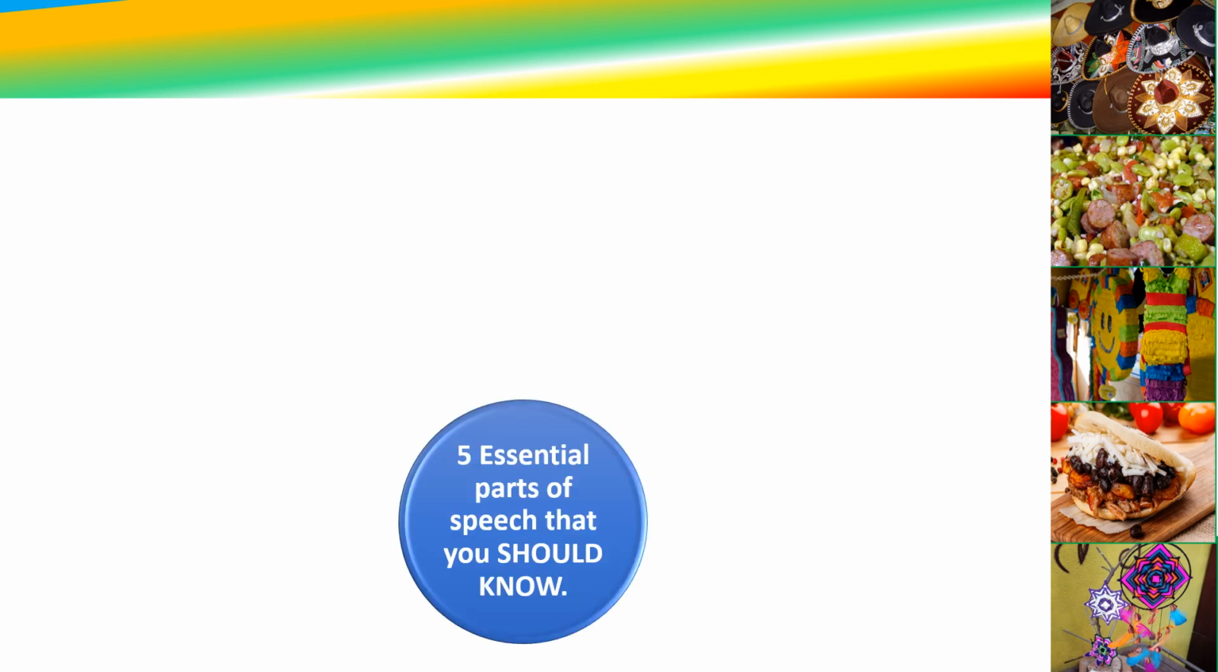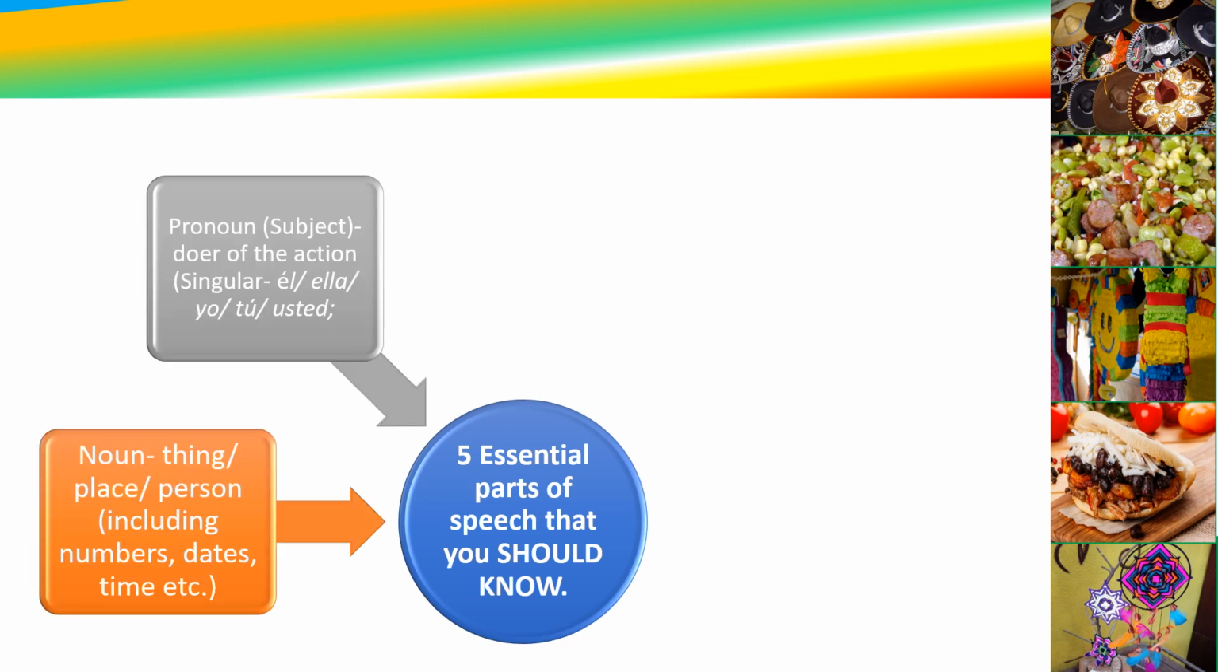In addition to this, you need to know your parts of speech. So there are 5 essential parts of speech that you should know, and these are nouns, whether they be thing, place, person, including numbers, dates, time, etc.